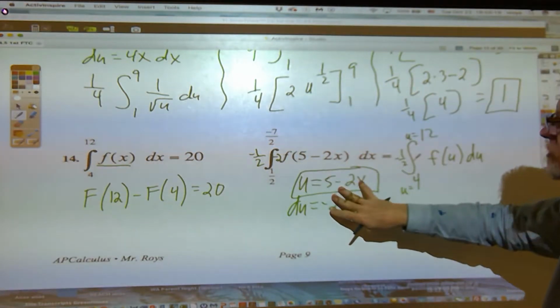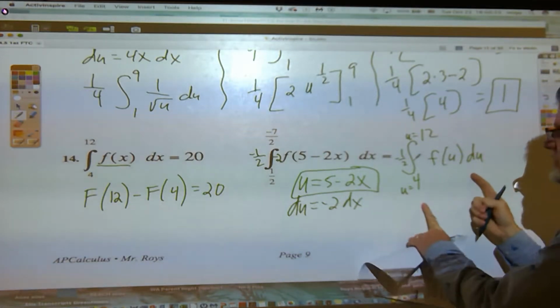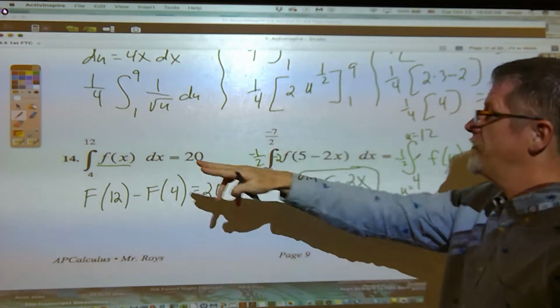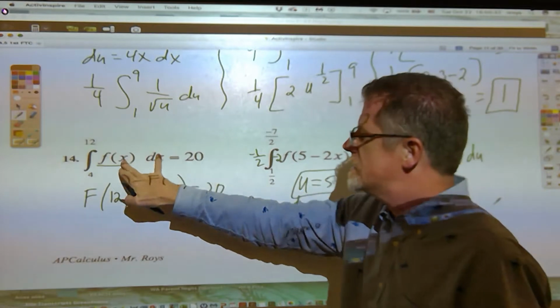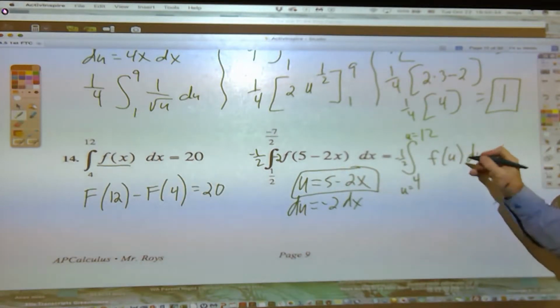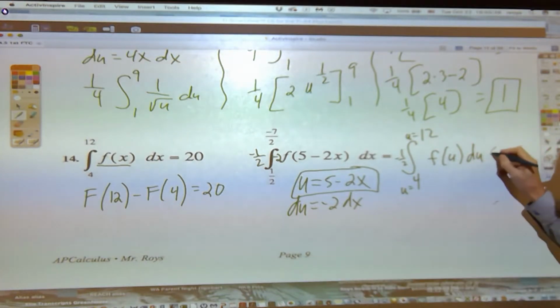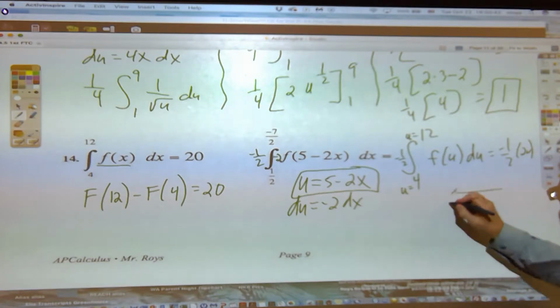because when you do a u substitution and convert the limits of integration, you get a very happy coincidence. This matches up with that. I mean, this one's f of x, this one's f of u du. It doesn't matter what the letter is. The point is, when you put a variable into the f function and evaluate it from 4 to 12, you get 20. So negative 1/2 times 20 is negative 10.